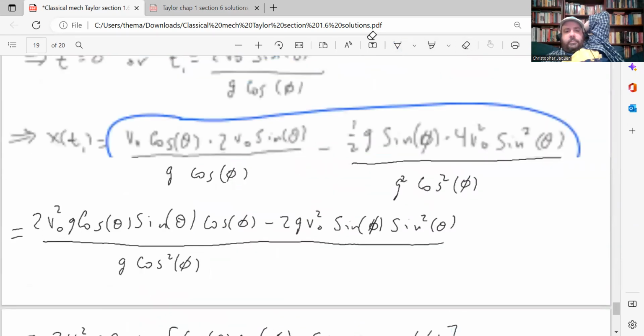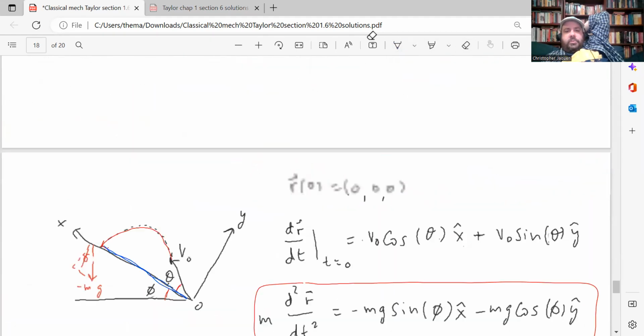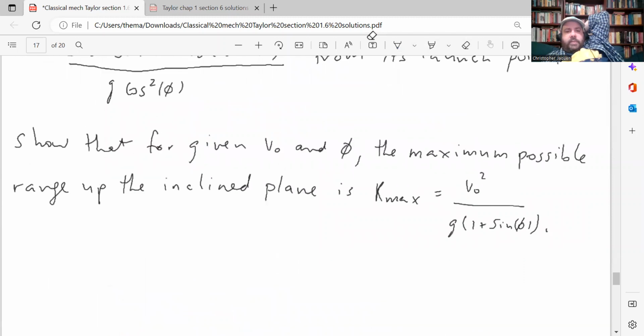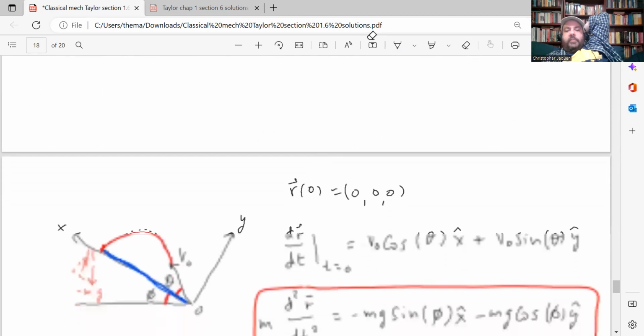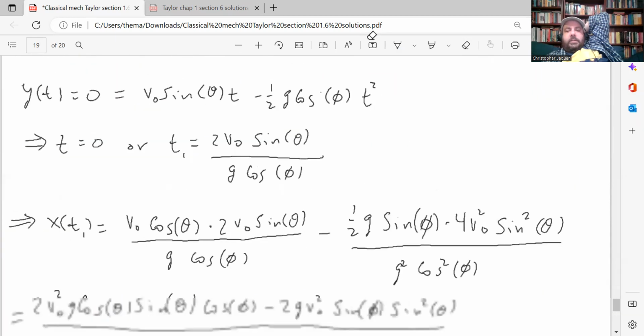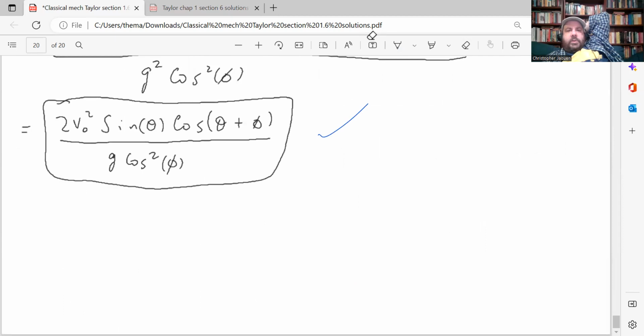Then they want us to show that for a given initial velocity and angle phi that the plane, or hill, is inclined at, the maximum possible range up the inclined plane is this maximum value here, v0 squared over g times 1 plus sine phi. I think I had to go on to another page to do that. Let me see if I can bring that up.